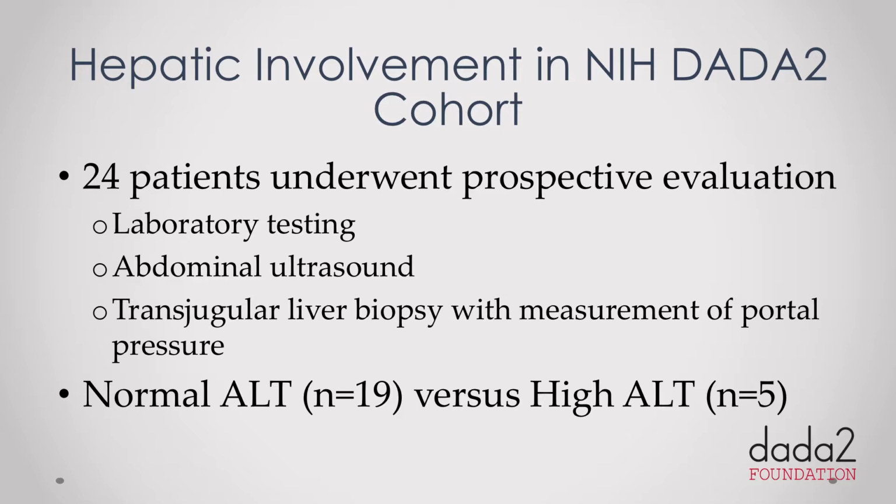They would do serial laboratory tests as well as frequent abdominal ultrasounds. And in 4 patients, they did transjugular liver biopsy with measurement of portal pressures. Very early on, it became clear that you could segregate our patient cohort into 2 groups. There were those who had repeatedly high ALTs, of which there were 5 patients, and then the other 19 had normal ALTs. And one measurement they do is called the spleen length height ratio, and it is as it says.